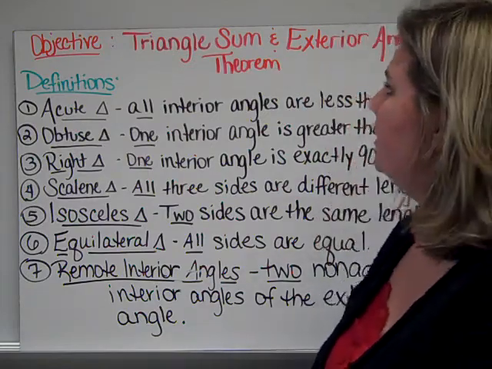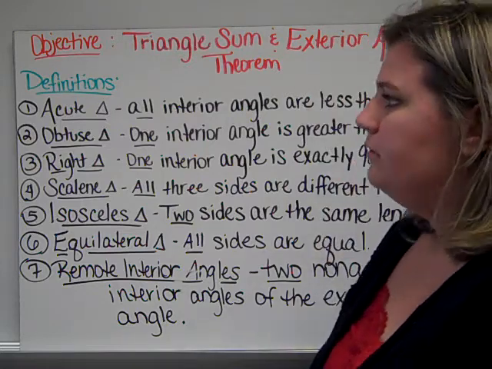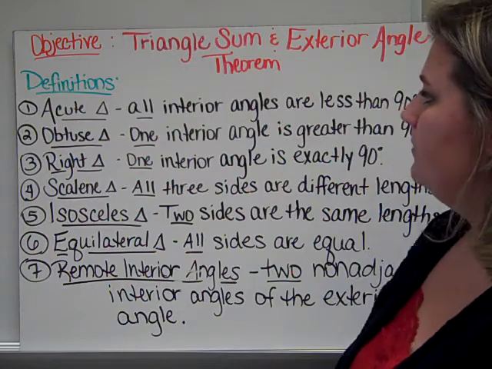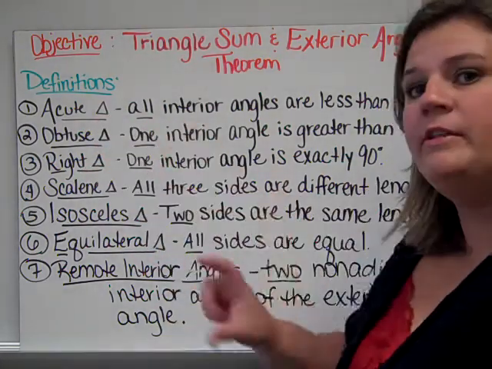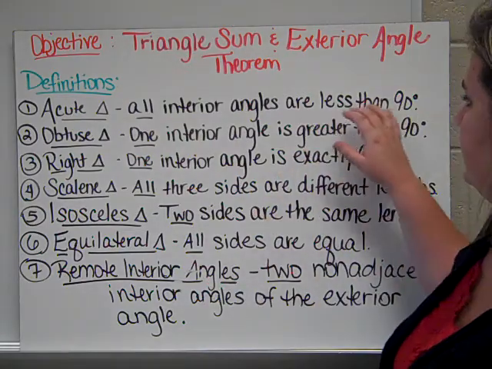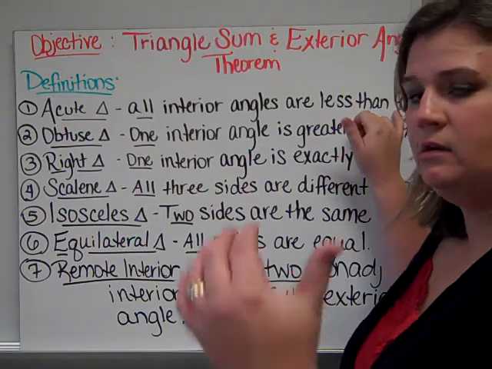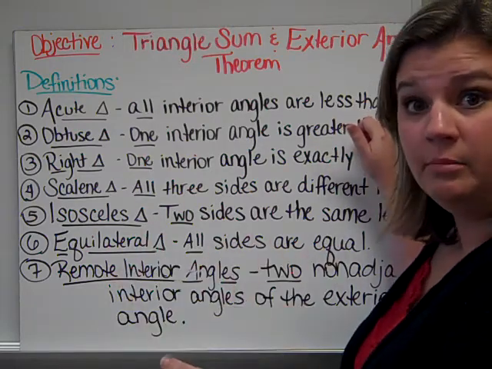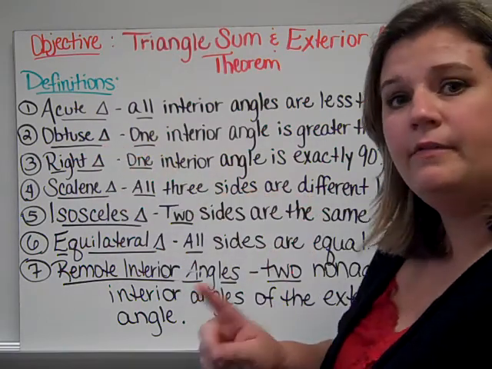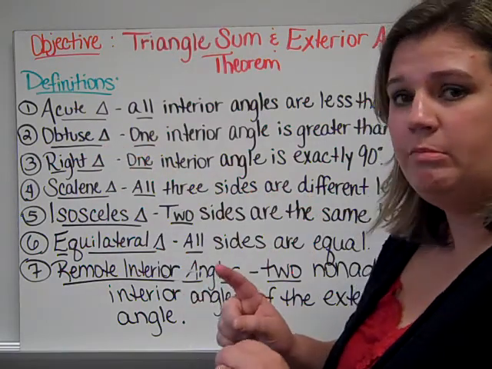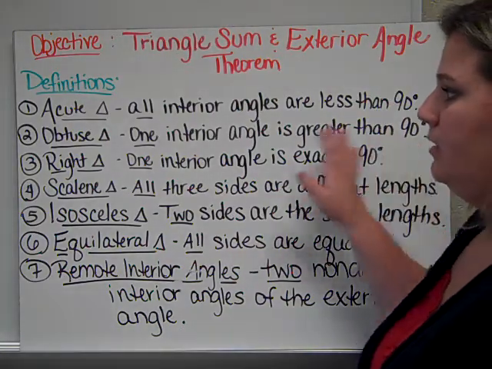Today's objective: the triangle sum and exterior angles theorem. Let's go over some definitions. Acute triangle. Remember, an acute triangle is one where all of the interior angles are less than 90 degrees. Not one of those angles would be 90 or above. Obtuse: one of those three angles will be more than 90 degrees, so it'll be greater than 90.